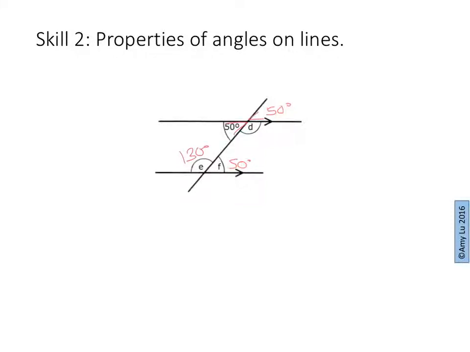And that being said, I know that this part is 180 degrees because it's a straight line. So if this part of the line is 50, therefore the rest of it has to be 130. And also, just from looking at it, if this was a backwards Z or an S, this part right here, the 130, is actually alternate angles with D. So D and E are alternate.